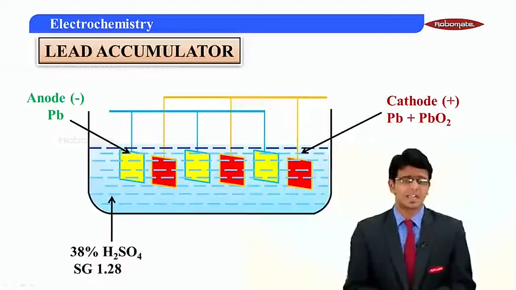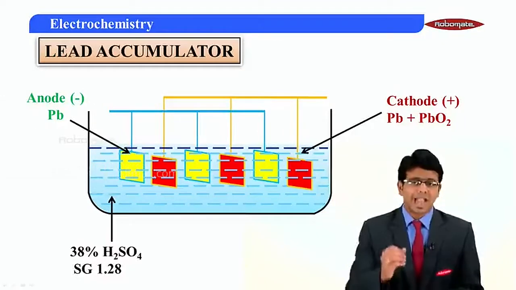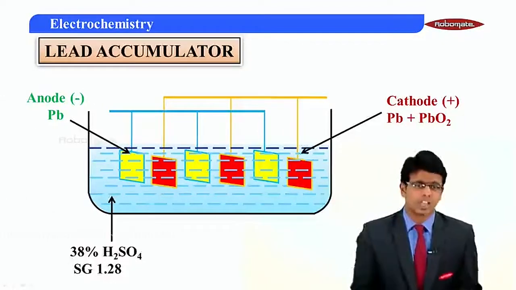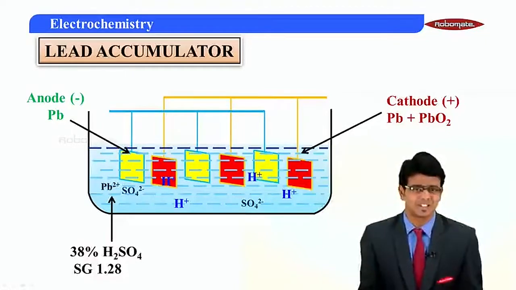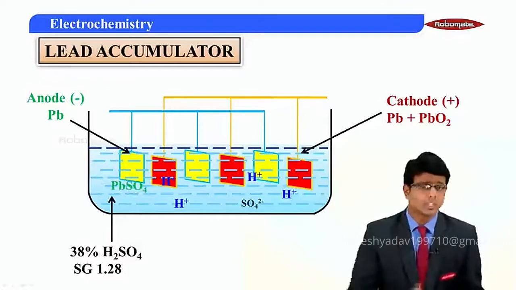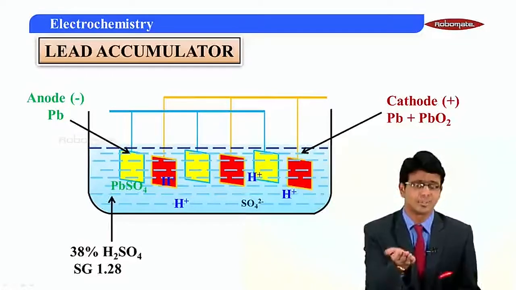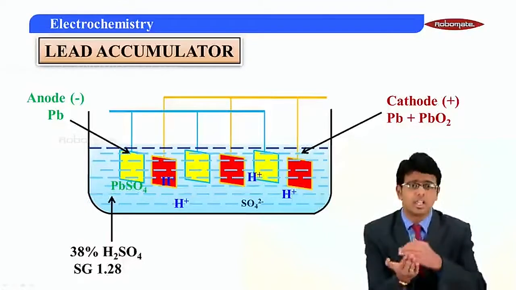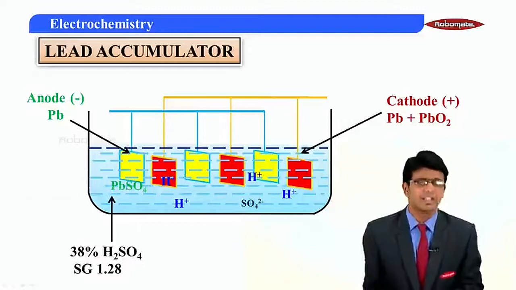Now let us understand what exactly is happening at the anode. The anode is made up of Pb, which gets oxidized. So basically Pb gets oxidized to Pb2+. It enters the solution, which combines with sulfate ions, leading to the formation of PbSO4. Now this PbSO4 is solid in state. In short, it precipitates out of the solution and gets deposited over the anode.